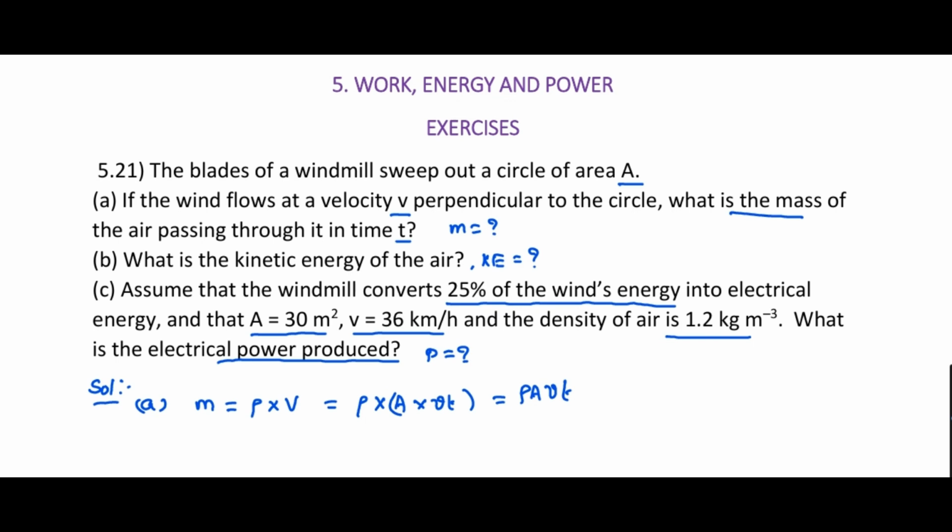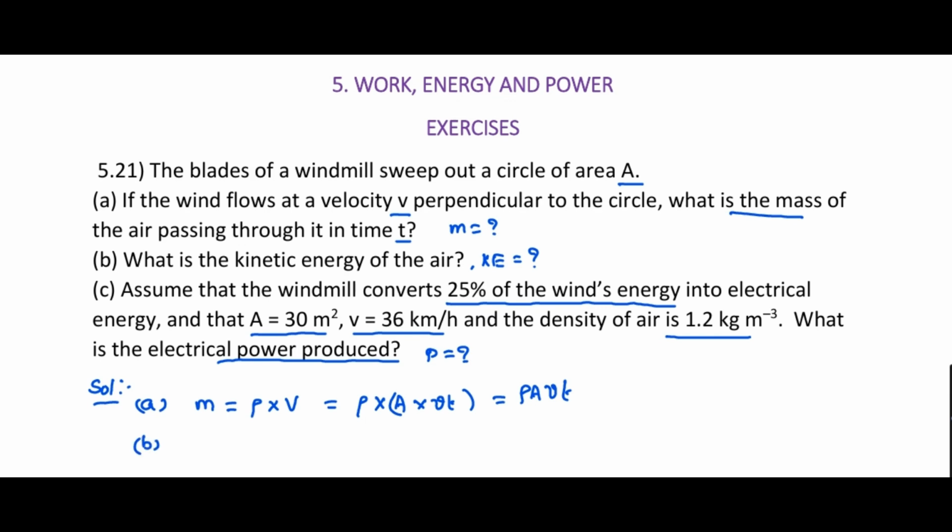So this is in terms of given data. Here time we don't have, that's why we are writing the mass in terms of rho A V T. We have rho value, we have A value, we have V, but we don't have the time t. So we are leaving this one in terms of rho A V T.